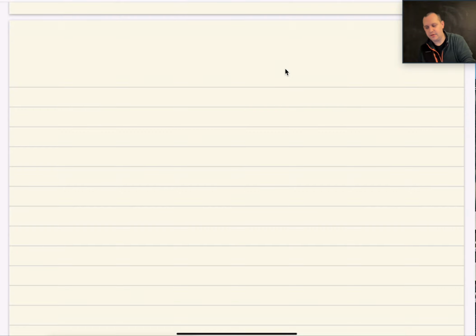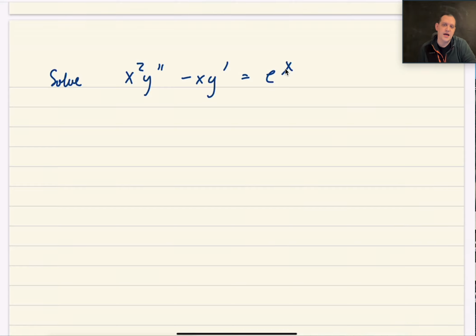The last thing as far as Cauchy-Euler equations for us to think about is, what if you wanted to solve the differential equation x squared y double prime minus xy prime equals e to the x? Well, this is a non-homogeneous Cauchy-Euler equation. It's a second-degree non-homogeneous Cauchy-Euler equation.